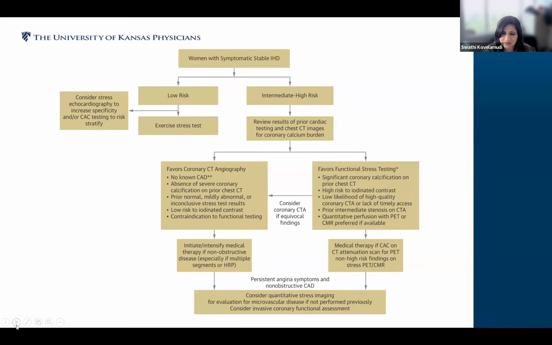There's a small subset of patients that don't do well on functional testing, if they have severe valvular dysfunction or if they have significant bronchospasm. You don't really use regadenoson in these patients, so we prefer CTAs in these patients. The rest of the population do fairly well with functional stress testing. With significant coronary calcification, so if you got a coronary artery calcium score and you have a very high score, CTAs are less validated in those patients, so we prefer functional testing.